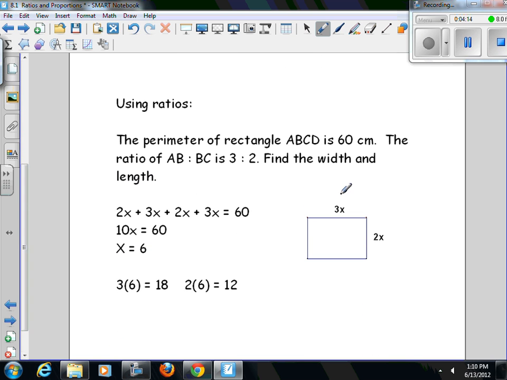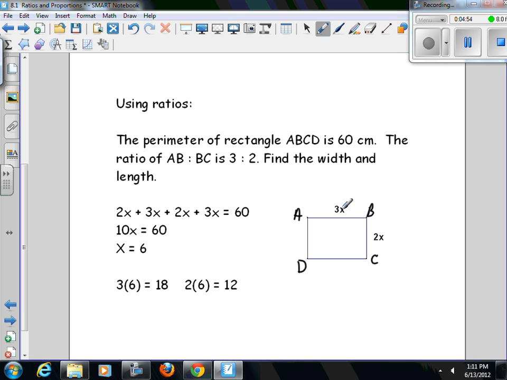Now, let's look at this problem. The perimeter of rectangle ABCD is 60 centimeters. So we want to label the vertices ABCD. It's 60 centimeters. The ratio of side AB to BC is 3:2. Find the width and the length. Now, what that basically means is that you've got some number. The length, AB, you would multiply that number by 3. For BC, to get the width, you'd multiply that same number by 2.